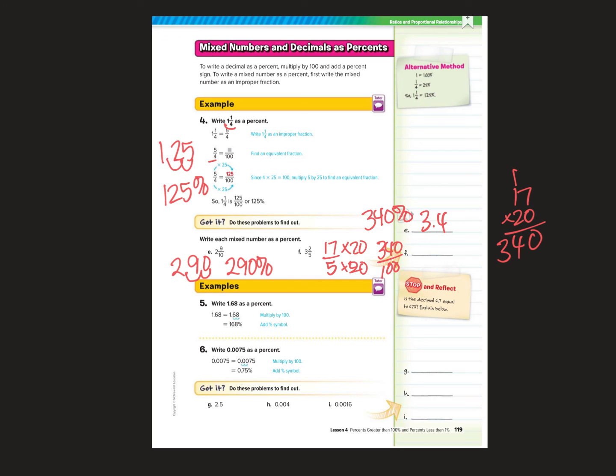Oh, we just had to write it as a percent. Never mind. 340%. There we go. Write 1 68/100 as a percent, so we can just multiply by 100. 1 68/100, boop, boop, 168%. Write 0.0075 as a percent, so again, we just go boop, boop. 0.75% is what it would be written as a percent.